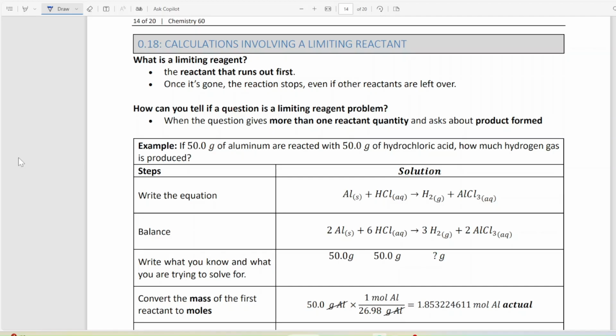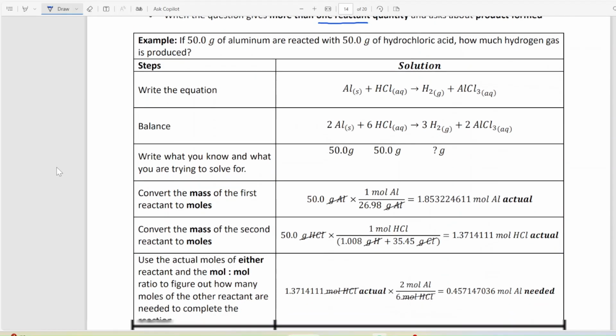Now, how are you going to be able to tell that this is a limiting reagent problem? The question will always give you an amount for more than one of the reactants. I should have just read this off here because it was written so much nicer. But when the question gives more than one reactant quantity and asks about a product formed, you're going to know that one of the reactants is going to limit the reaction. And our job is to figure out which one. So a fully worked out example is here.